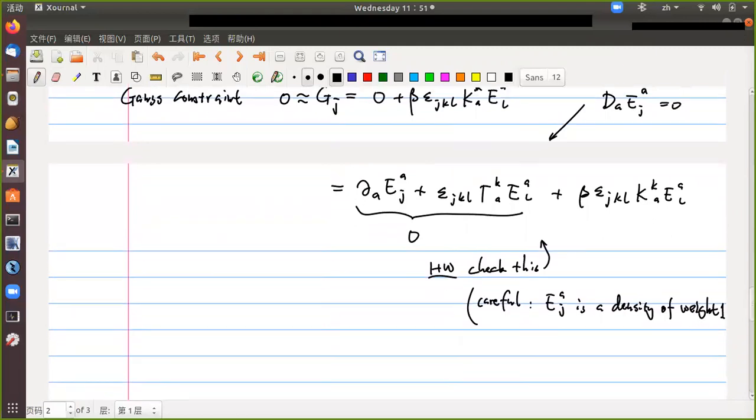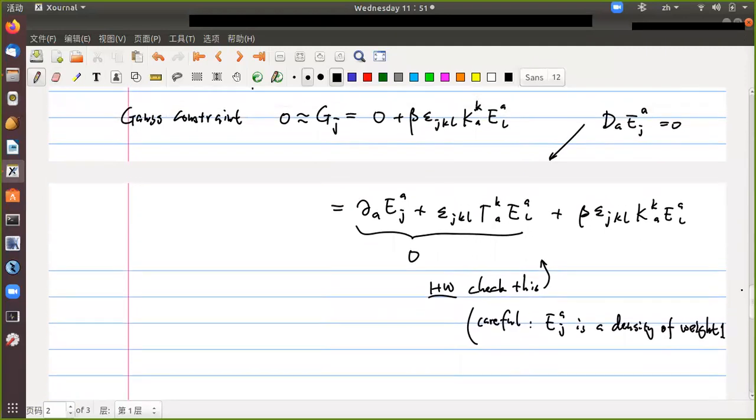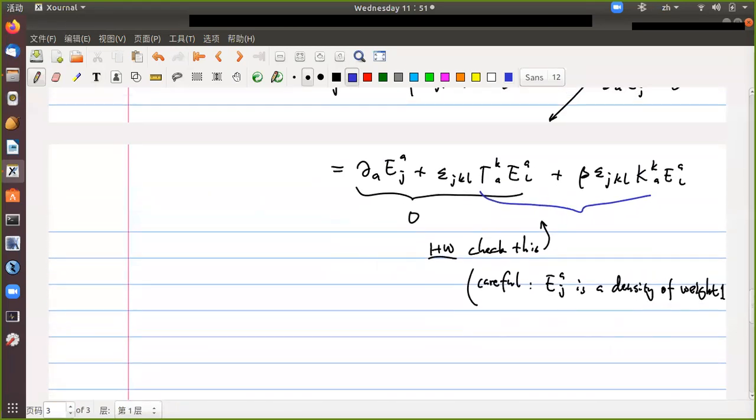Okay. All right. So then we have rewritten the Gauss constraint by just adding a 0. But why it is so good is because you can combine these last two terms. And if you combine the last two terms, you find the first term gives you a gamma, and the second term gives you a beta times k. And then you immediately combine into an Ashtekar connection.